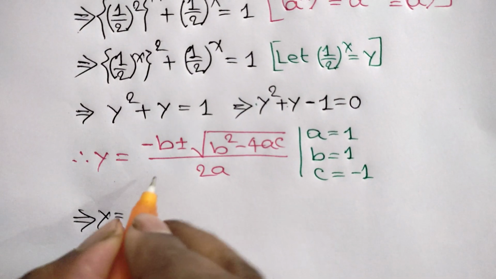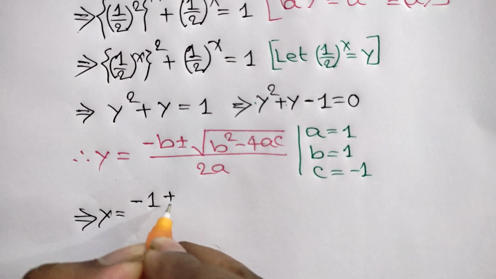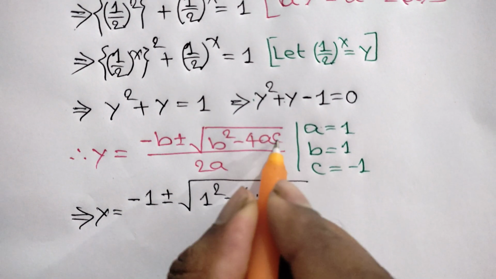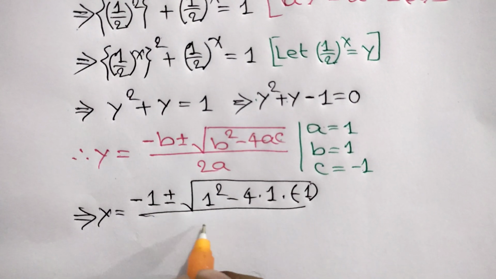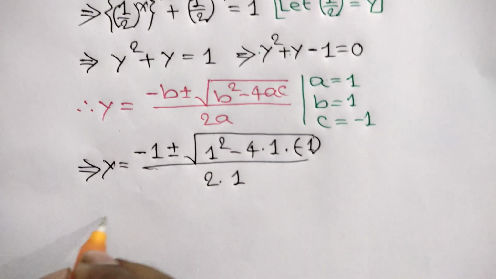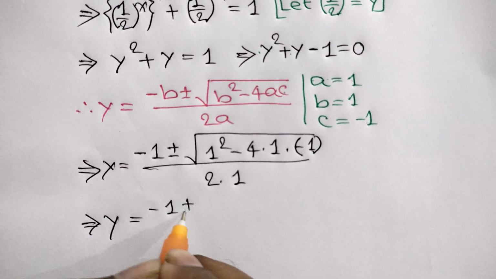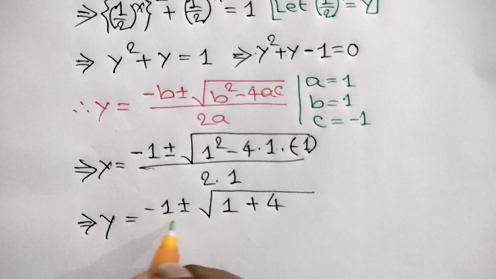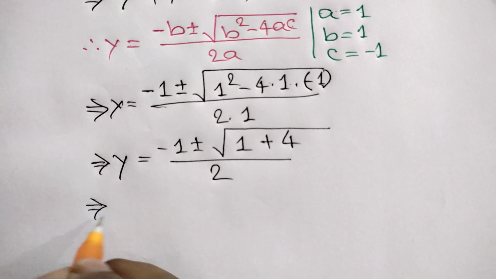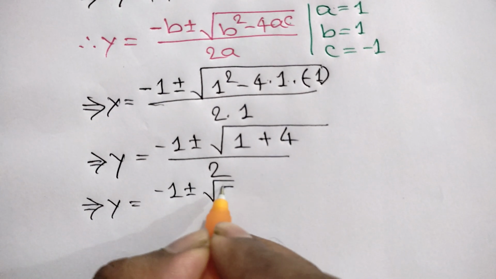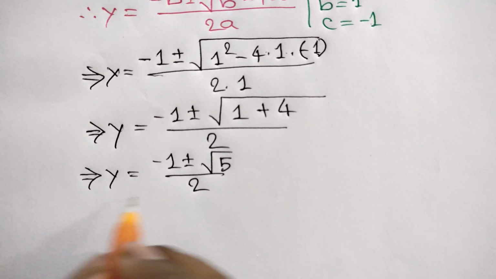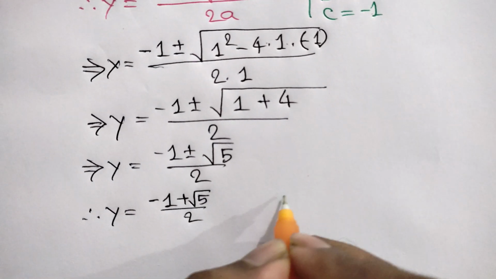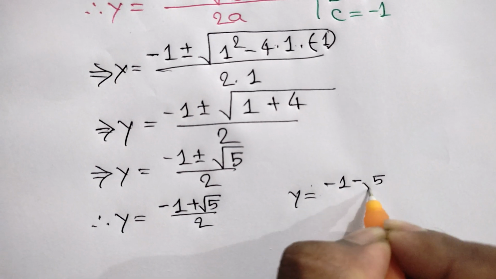So y is equal to minus b, which is 1, so we can write minus 1 plus or minus square root of b squared, that means 1 squared, minus 4 times a, which is 1, times c, which is negative 1, over 2 times a, which is 1. So y is equal to minus 1 plus or minus square root of 1 squared, that means 1, and minus times minus is plus, 4 times 1 is 4, over 2 times 1 is 2. So y is equal to minus 1 plus or minus square root of 5 over 2. Here we will get two values of y: y is equal to minus 1 plus square root of 5 over 2, or y is equal to minus 1 minus square root of 5 over 2.